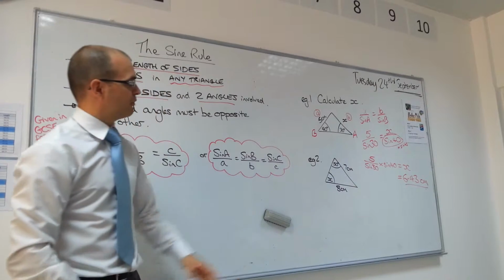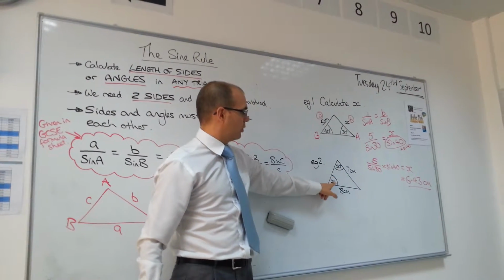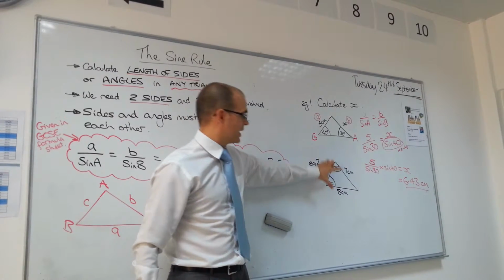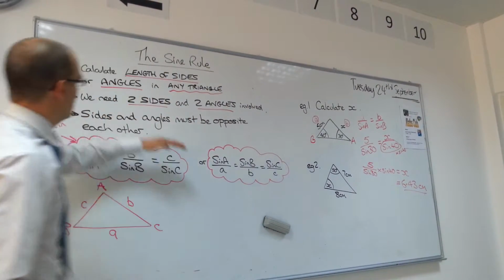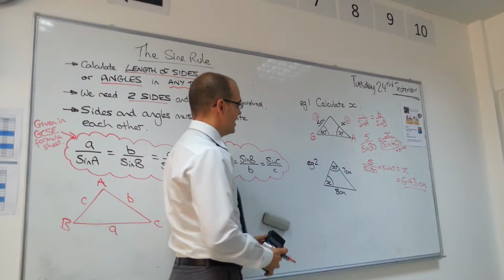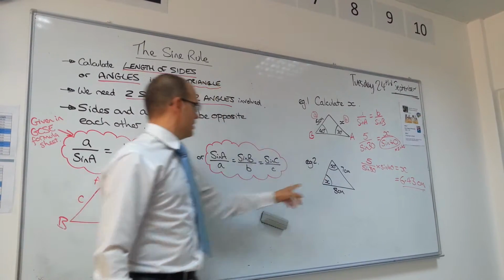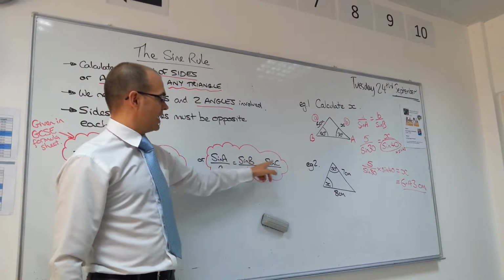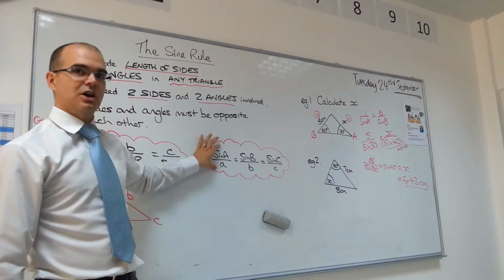This time a little bit different because I have 2 sides and 1 angle and I want to work out the second angle. So again, I've got 2 angles and 2 sides involved in the question, which is what we said was important for being able to use the sine rule here. This time I want to work out an angle. These are the angles, sin A, B and C. I'm going to use this type of the formula.